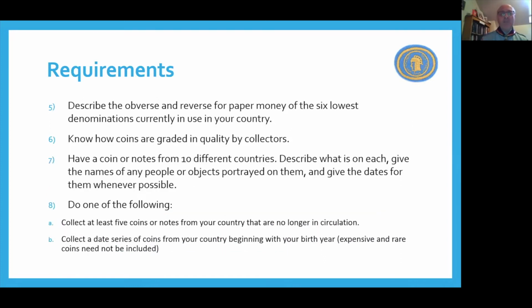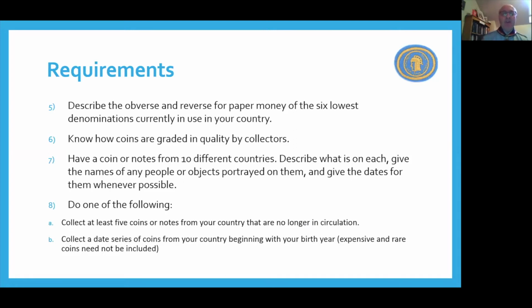Now, in the second part, we begin to get a bit more practical. You've got to describe the obverse and reverse of paper money of at least 6 lowest denominations in your country. So they're the different sides of the currency. We'll look at them. We'll look at how coins are graded, because if you collect coins, it's the quality of the coin, how good a condition it's in.